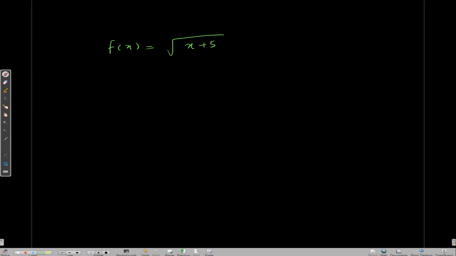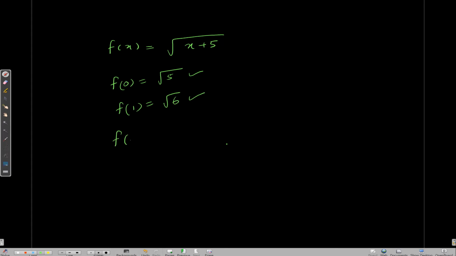X plus 5. So radicals. If you have a radical sign, then what you need to do, see, this is the square root of this. Now let's check some numbers. F of 0 is 0 plus 5, which is 5, that is nice. F of 1 is 1 plus 5, which is 6, good. So it seems like any positive number will work.